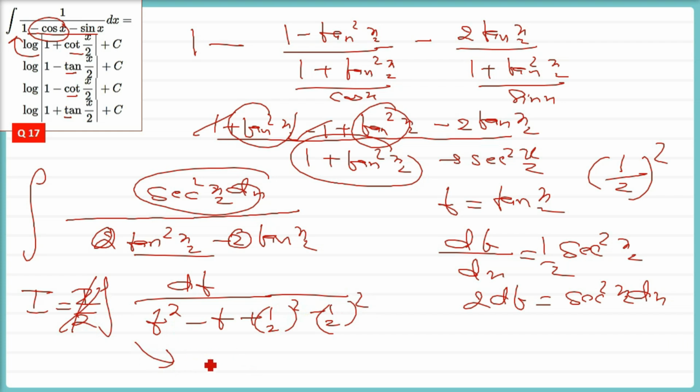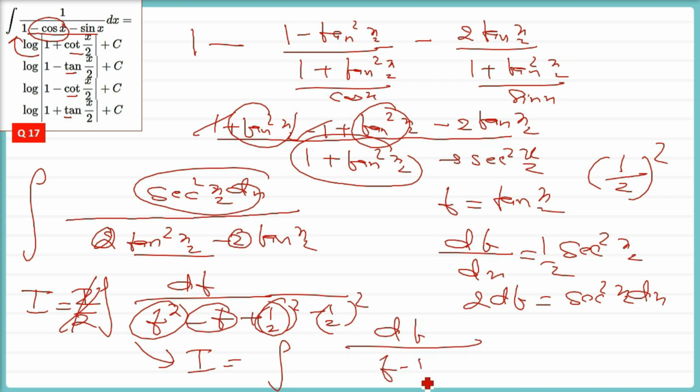So this will give you, using a square plus b square minus 2ab, the first term will be t minus half whole square. And the second term will be minus 1 by 2 whole square. So now we have a formula which we can apply. We have come to that juncture.